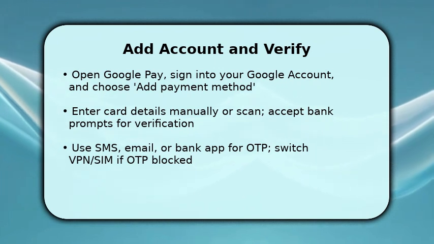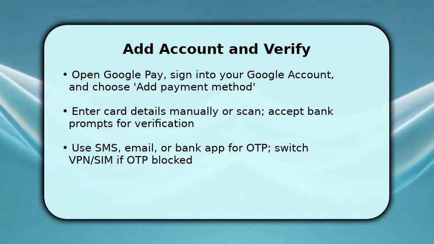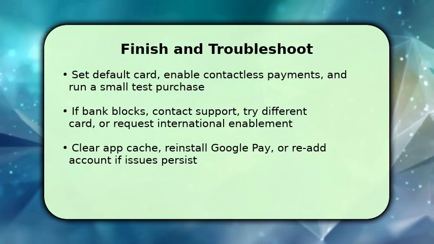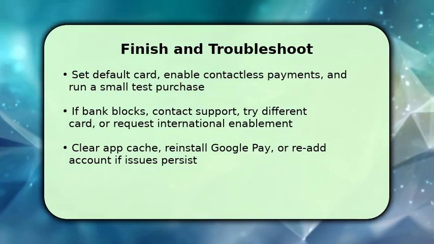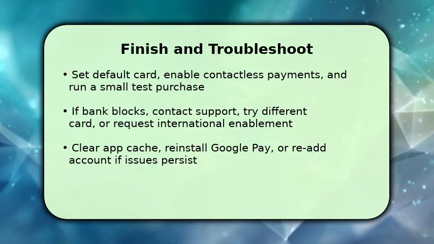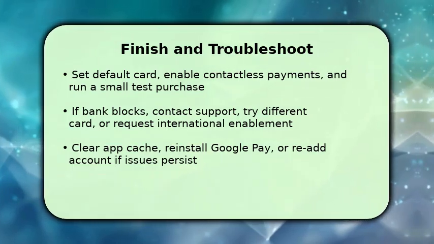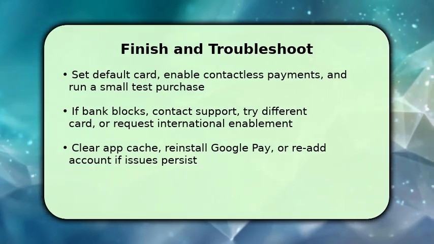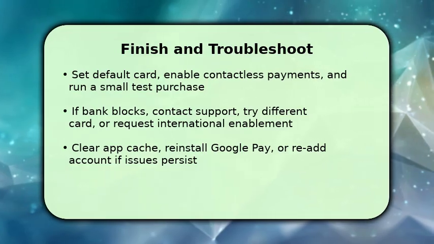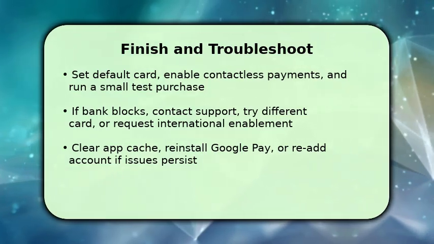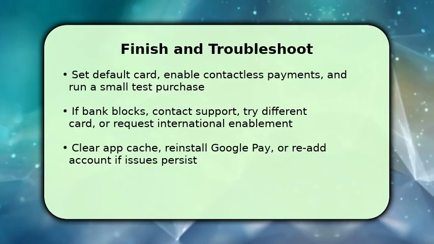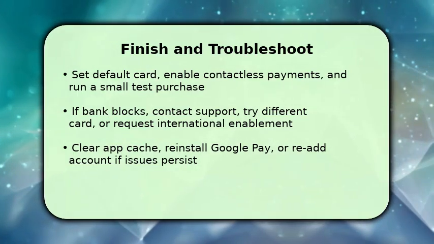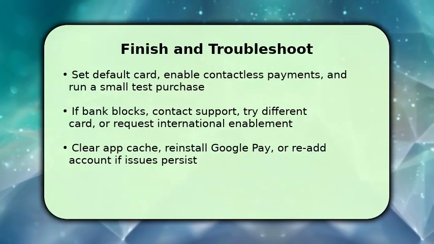You finish by configuring and testing to confirm Google Pay works abroad. Set your preferred card as default, enable NFC payments, and make a small test buy or transit tap to confirm. If the bank blocks the card, contact them to enable international use or try another card. Sometimes issuers require manual approval. If Google Pay crashes or shows errors, clear the app cache, reinstall, and re-add the card. One key tip: if verification fails repeatedly, temporarily use.